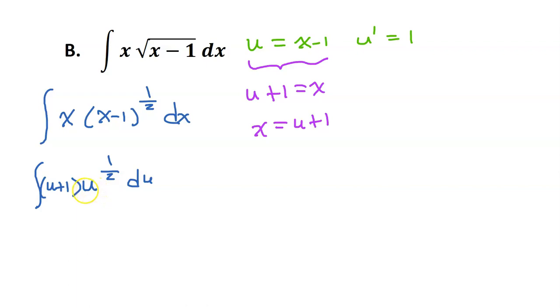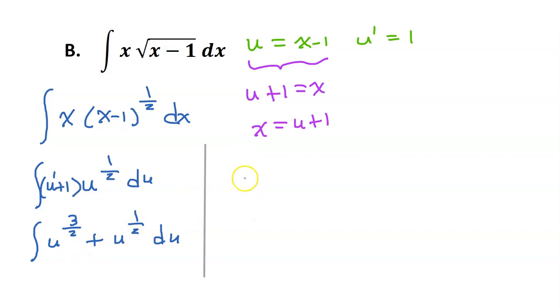But can we solve this? What if we do the distributive property with u to the 1/2 power? Keep in mind that u is the same thing as u to the 1 power. So when you multiply with like bases, you add the exponents. So if I do the distributive property, I'm going to have u to the, and then 1 plus 1/2 is 3/2. So I will have u to the 3/2 power. Then of course, u to the 1/2 power times 1 is just u to the 1/2 power. So we can integrate term by term.